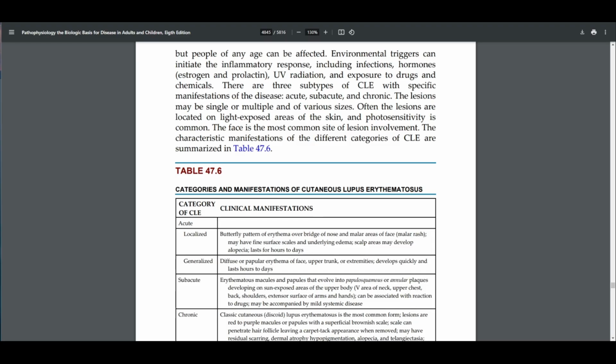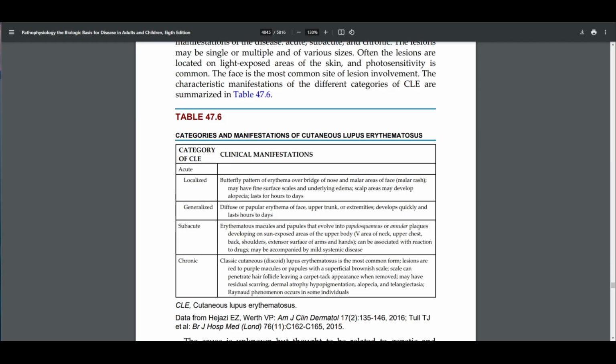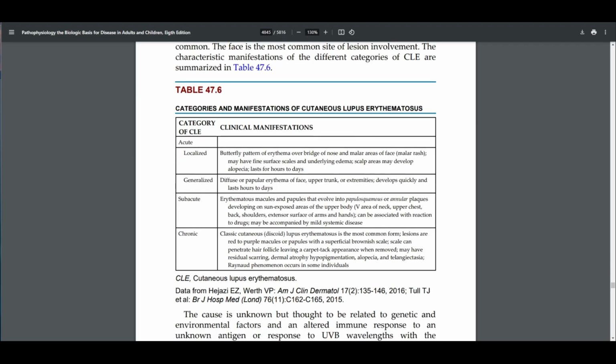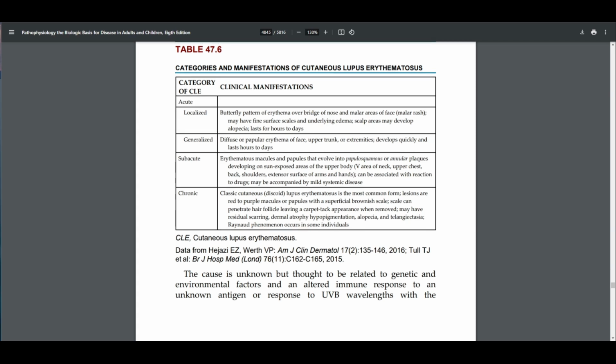The lesions may be single or multiple, and of various sizes. Often, the lesions are located on the light-exposed areas of the skin, and photosensitivity is common. The face is the most common site of lesion involvement. The characteristic manifestations of the different categories of CLE are summarized in the following table. So here is a good spot to hit pause to read over the categories and manifestations of cutaneous lupus erythematosus, because there are acute, localized and generalized, subacute, and chronic.